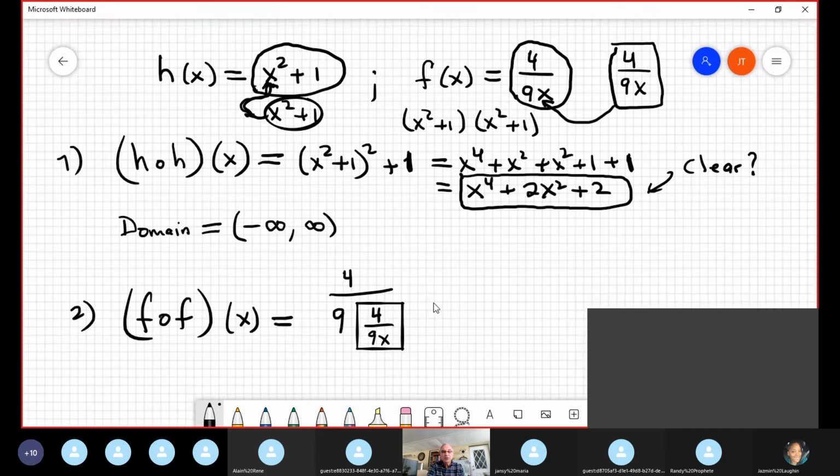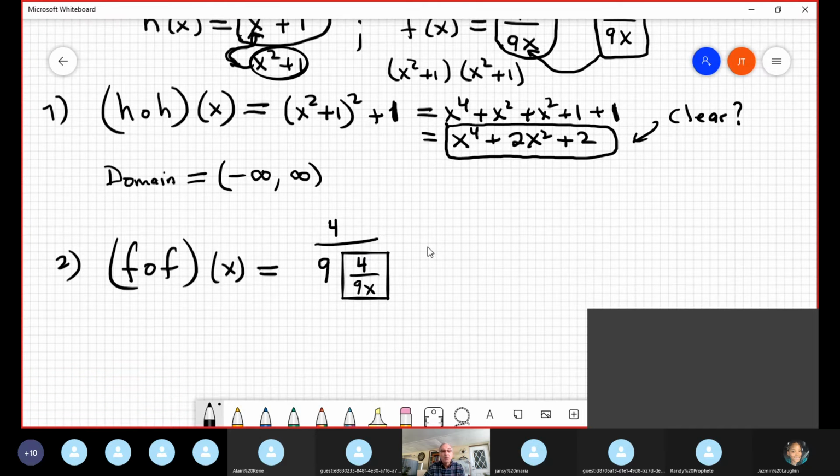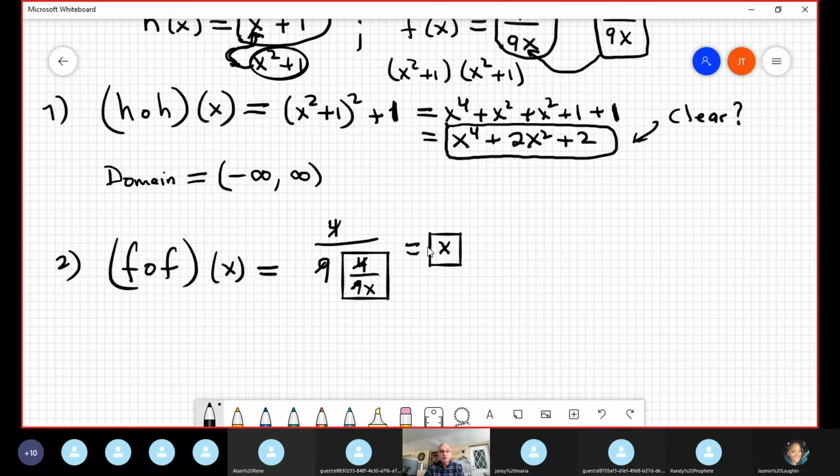Okay, so what's going on? Well, this 9 is canceled. This 4 is canceled. And this x, flip it to the top, like x. This is the new expression that corresponds to F composition F. By the way, this is the identity function. I promise, when you combine two functions and the answer is identity, it's because they are inverses, but this is another topic we discuss later.